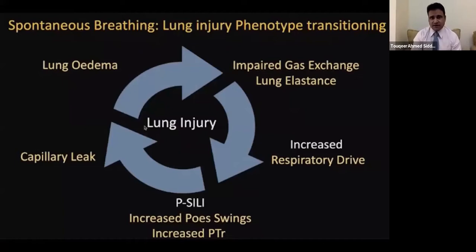Now, there's a vicious cycle that's going on. There's impaired gas exchange from lung edema and capillary leak, and that leads to impaired lung elastance, that leads to increased respiratory drive. The patient is breathing more because oxygenation is impaired, and then that leads to patient self-induced lung injury, P-SILI. The happy hypoxics are happy because they're still trying to maintain oxygen delivery. They're breathing quite a lot, work of breathing is quite a lot, but it's going to the tissues. The tissues are not hypoxic.